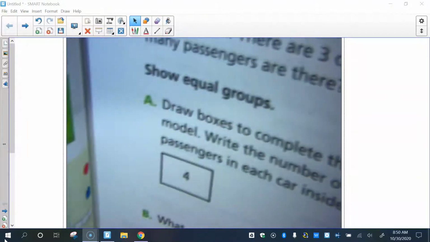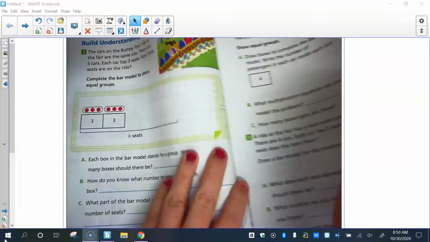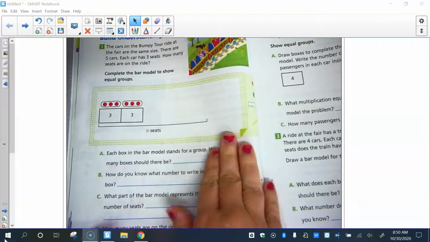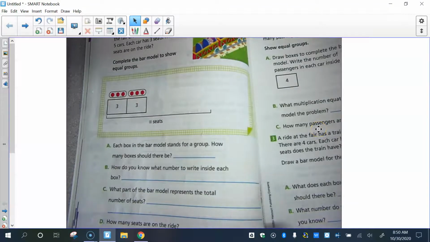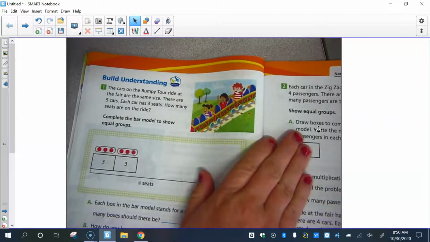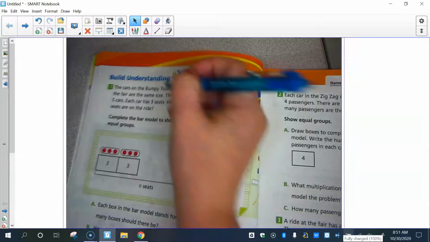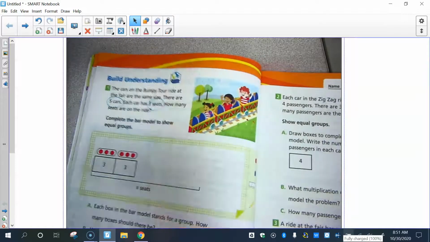Let's look at page 26. All right, let's look at our problem. The cars on the bumpy tour ride at the fair are the same size. There are 5 cars. Each car has 3 seats. How many seats are on the ride?